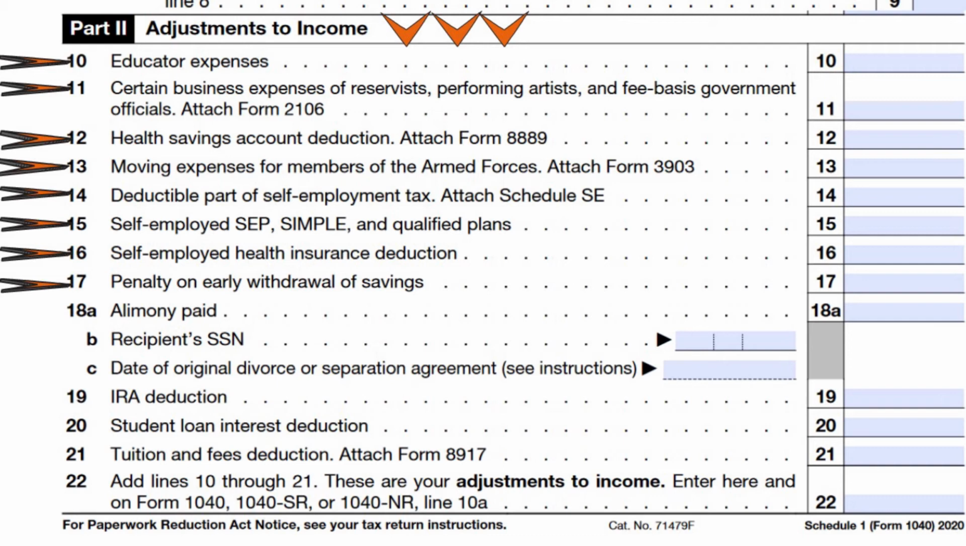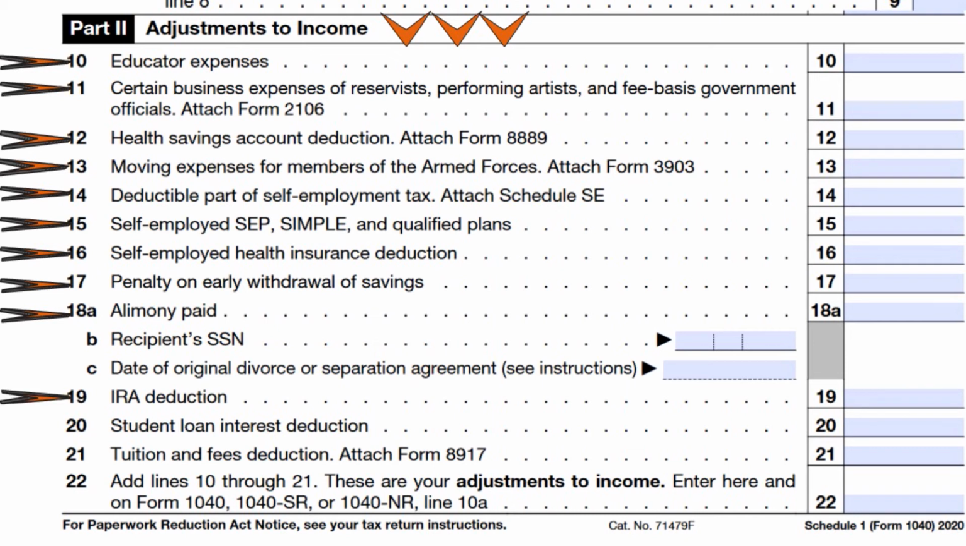1099-OID. Line 18 allows you to exclude alimony payments you made as long as the divorce agreement took effect in 2020 or earlier. And the thing here is that there are three parts to this line. Lines 18A, can you see that? Line 18A is for the amount of alimony you paid. Line 18B is for the Social Security number of the payment recipients. And line 18C is for the date that your divorce agreement took effect.